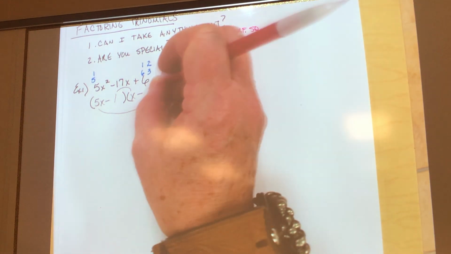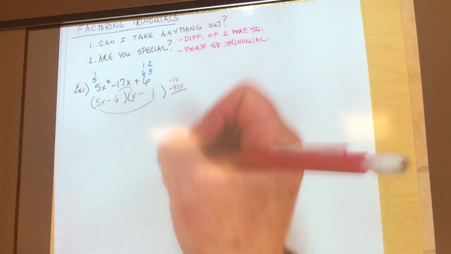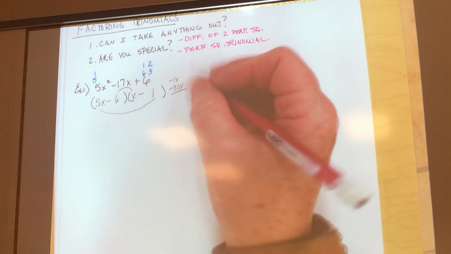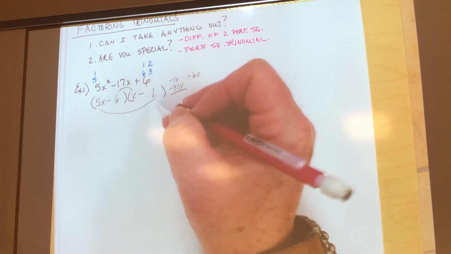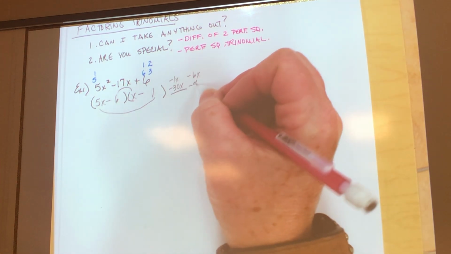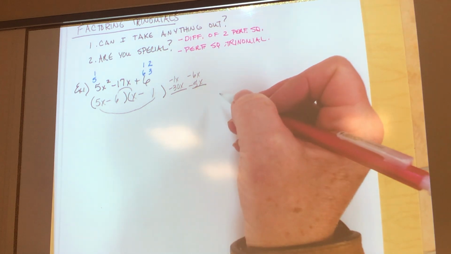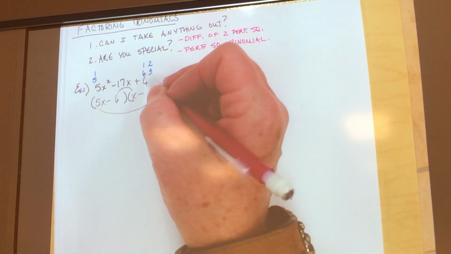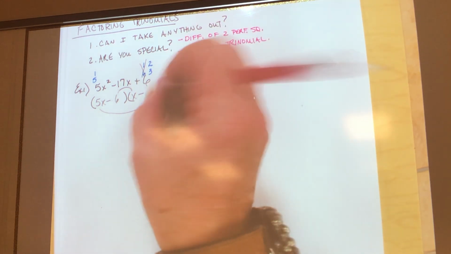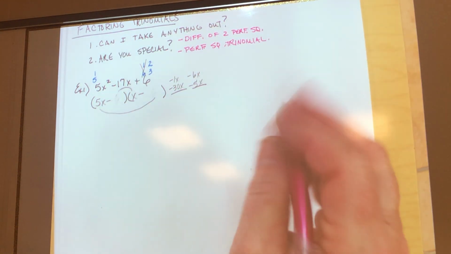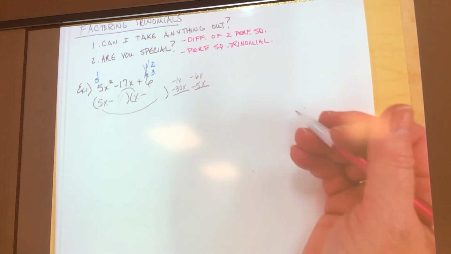So let's go ahead and try it this way. So let's do this 6 here and a 1 here. So now I'll do my inners, negative 6x, and my outers, negative 5x. Is that negative 17x? So what do we know about 1 and 6? Yeah, it ain't 1 and 6. Okay, so now let's try 2 and 3. Do you see what I mean? It's just guess and check, people.